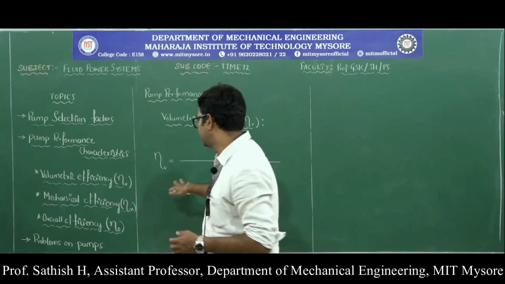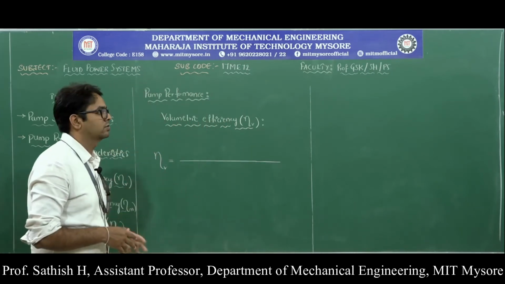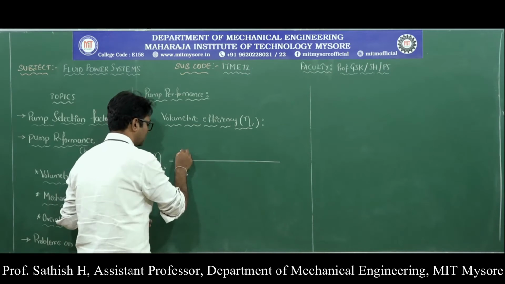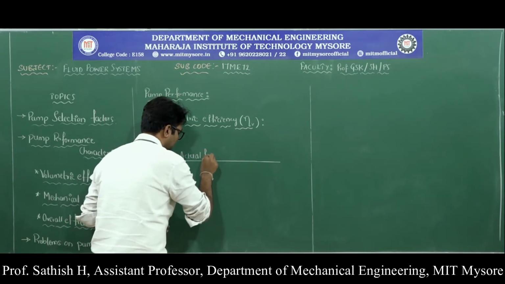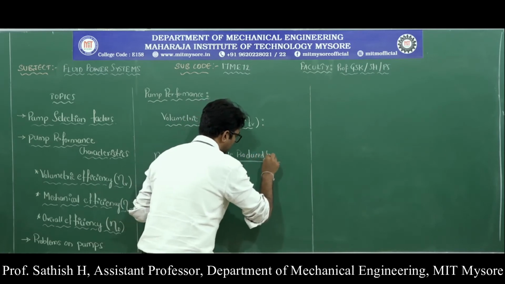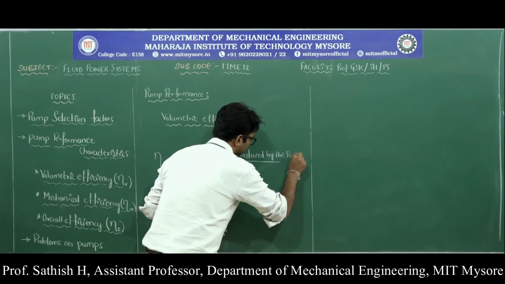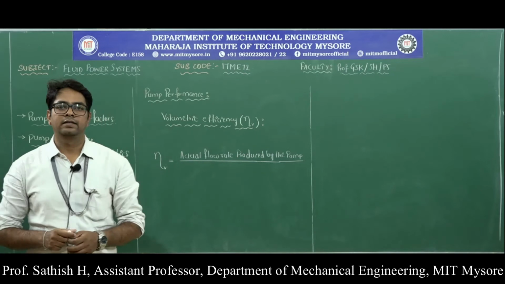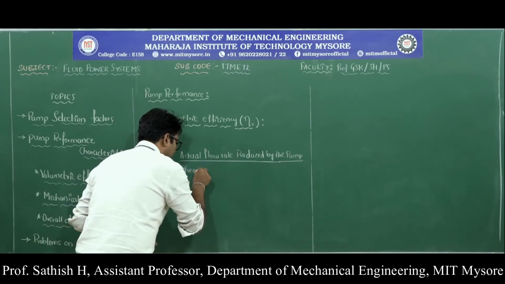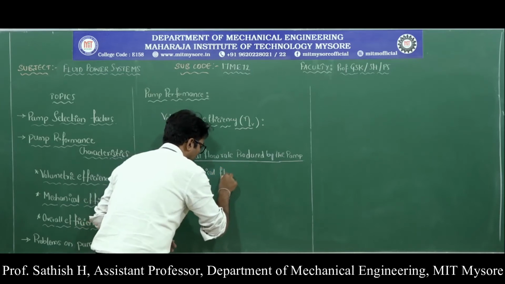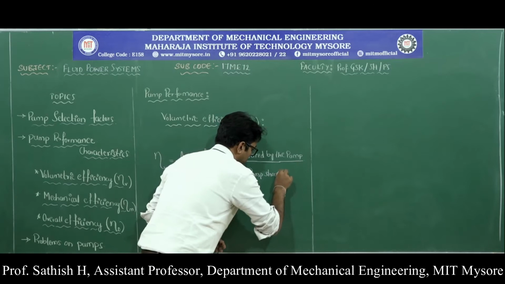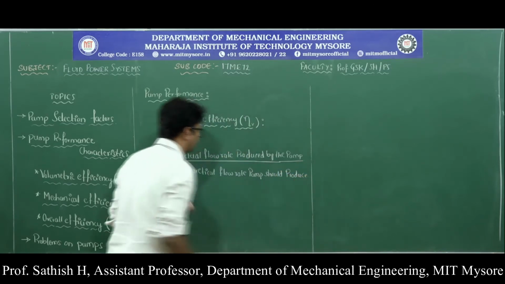The volumetric efficiency is represented by nu V. It is defined as the ratio of the actual flow rate produced by the pump, which is in the numerator, to the theoretical flow rate the pump should produce, in the denominator. So it is basically a ratio of the flow rates.